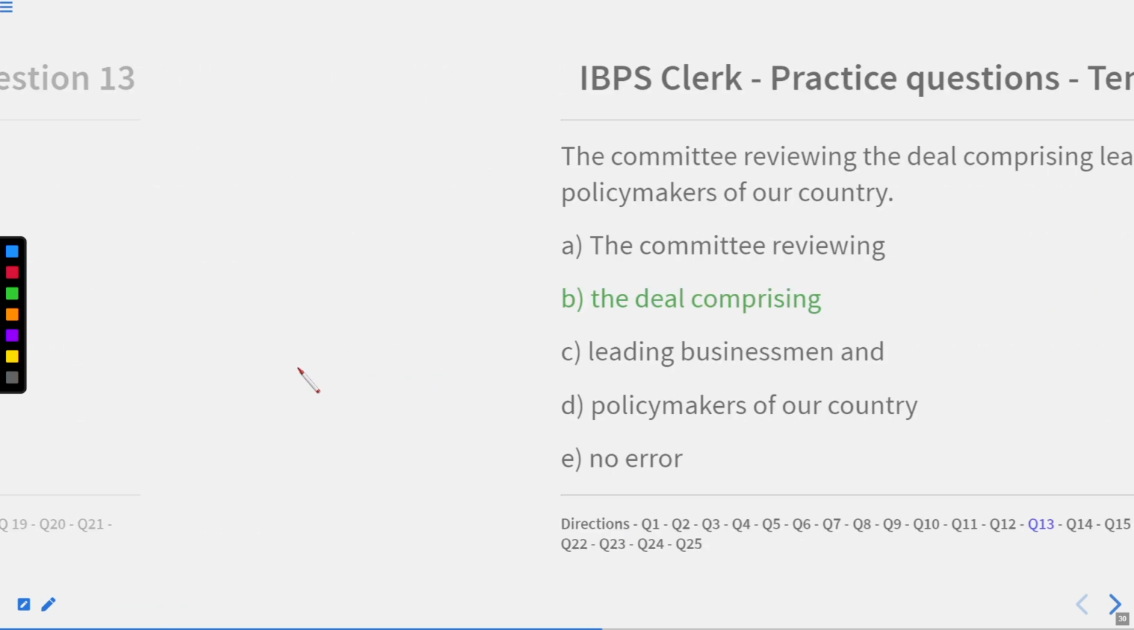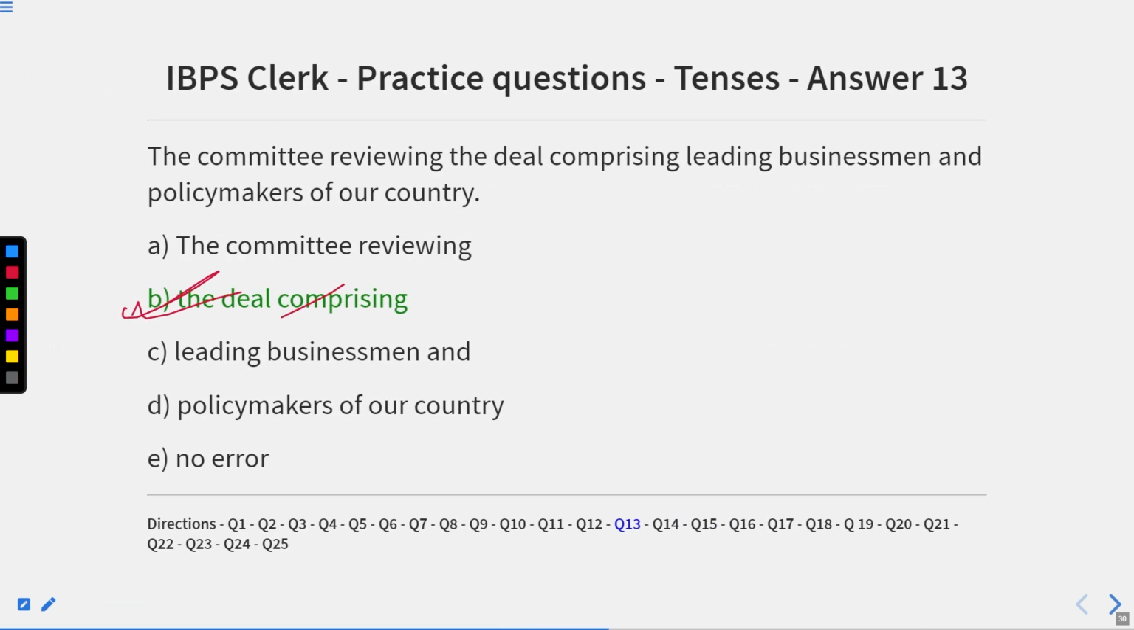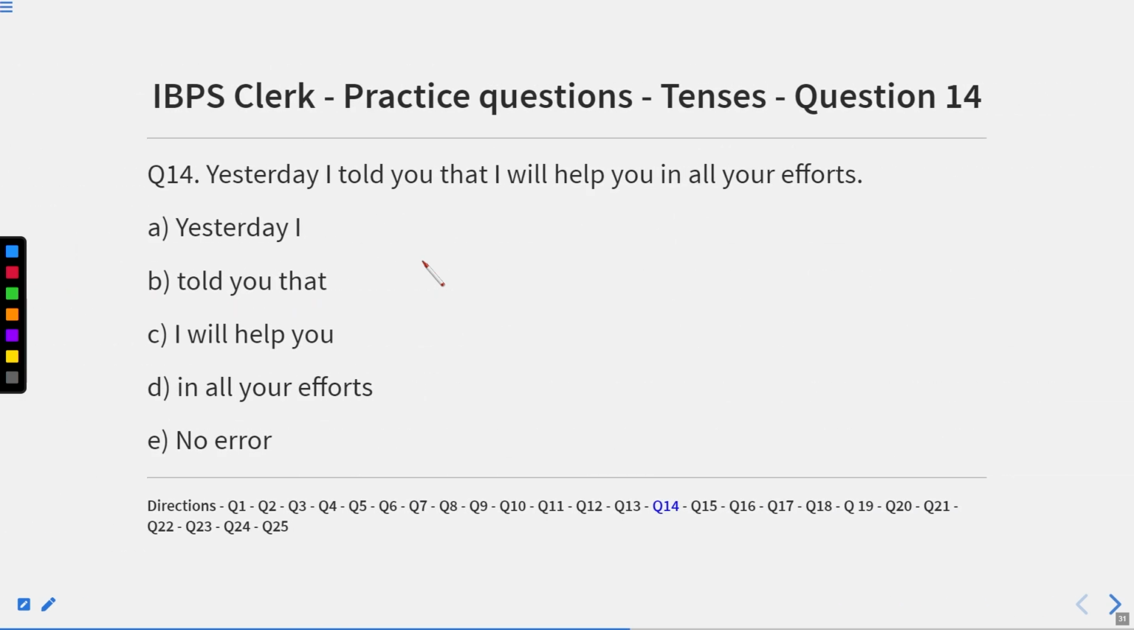So the error is in part B, where "comprising" should be replaced with "comprises", and the correct sentence will be: the committee reviewing the deal comprises leading businessmen and policymakers of our country. Now let us move to the next sentence.